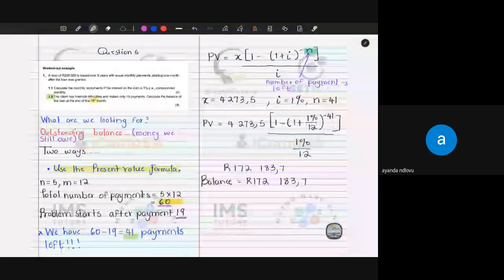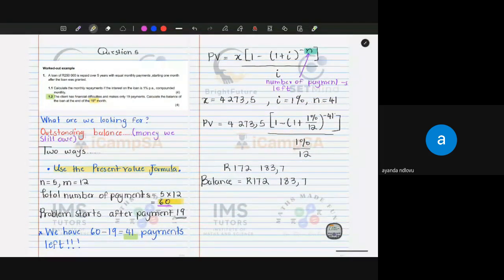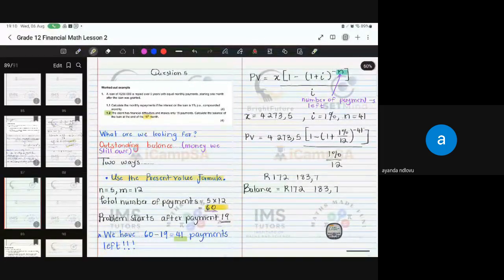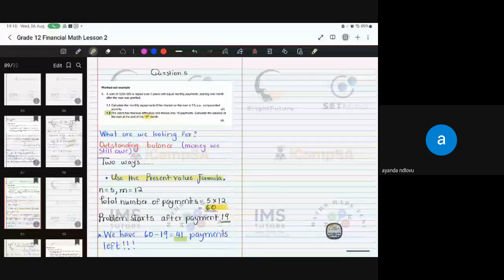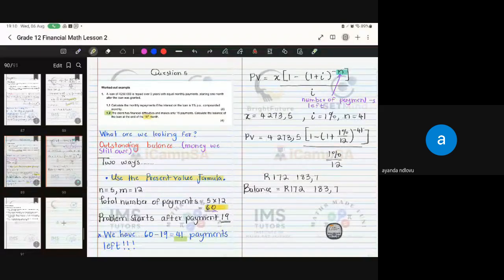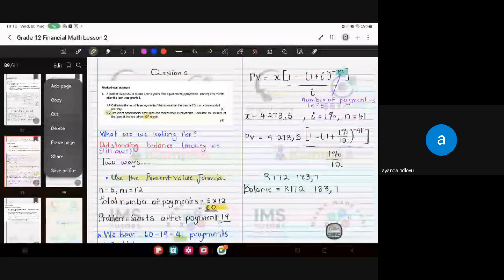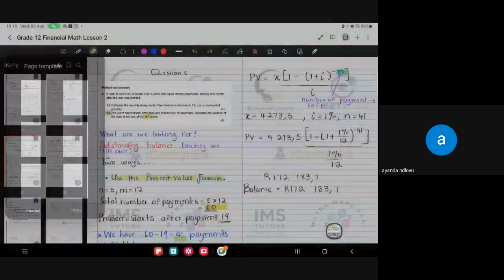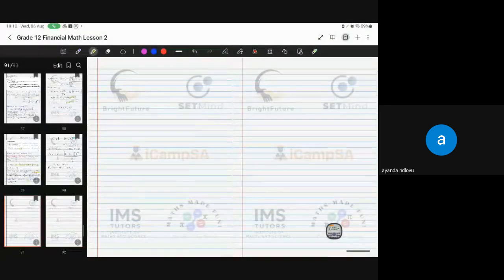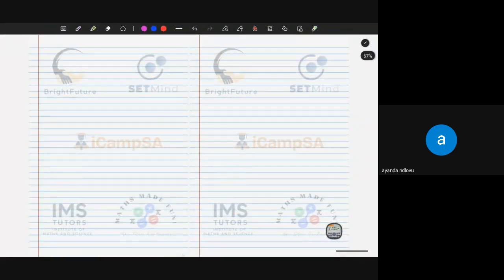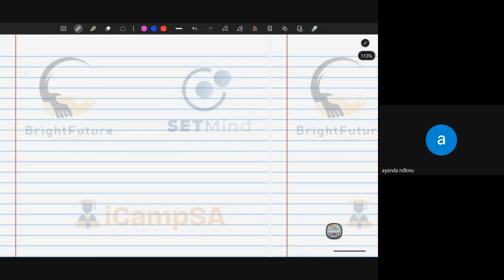There's another way, guys. The second way is for us to use the present value formula and the compounding or compound interest formula. What did I just do now? Undo. Let's add another page here, guys. Another one. Okay. So there's another way. Remember, I said there's two ways.